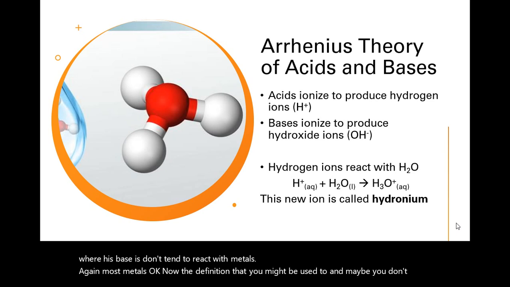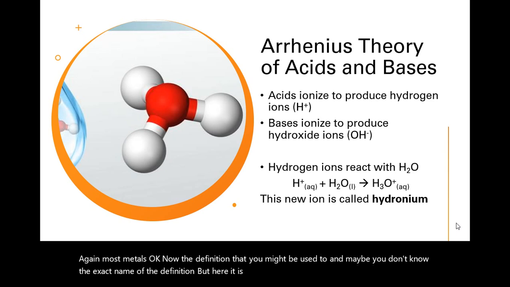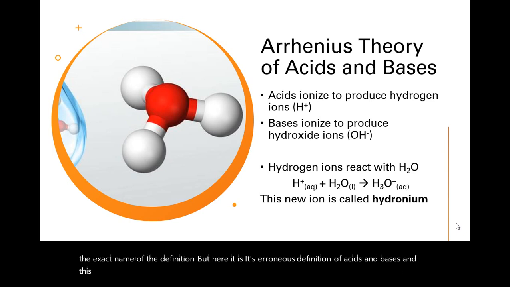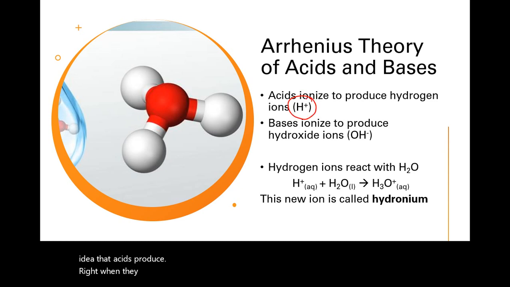Okay, now the definition that you might be used to, and maybe you don't know the exact name of the definition, but here it is. It's the Arrhenius definition of acids and bases, and this is what you've been taught maybe since grade 7, 8, and certainly in grade 9 and 10. The idea that acids, when they ionize, release hydrogen ions, in other words, protons, right? And bases ionize to produce hydroxides.